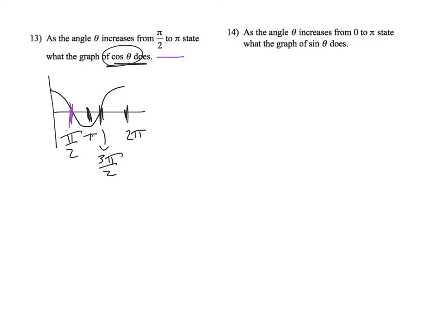So what is happening as theta goes from pi over 2 to pi? So this is pi over 2, this is pi, theta is decreasing. Maybe I should have made it bigger. Theta is decreasing.